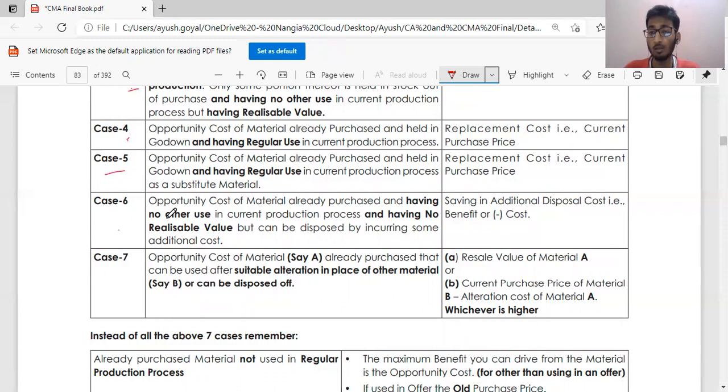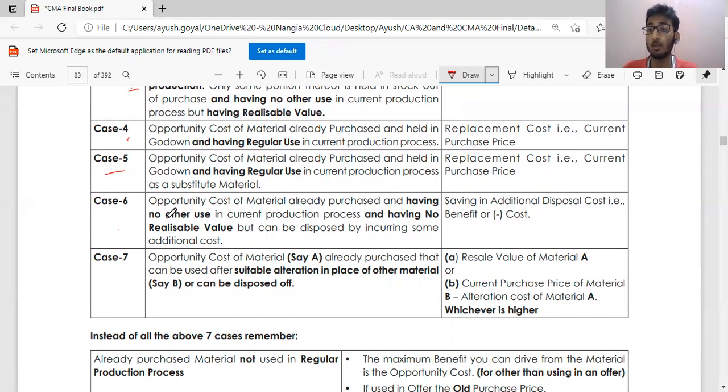And there are many environment acts, like the Environment Protection Act 1986 and the Wildlife Protection Act 1972, which say that you cannot dispose of toxic materials anywhere. You need to follow a specific process for disposing of toxic material. So that material A you need to dispose of as per the government regulations.